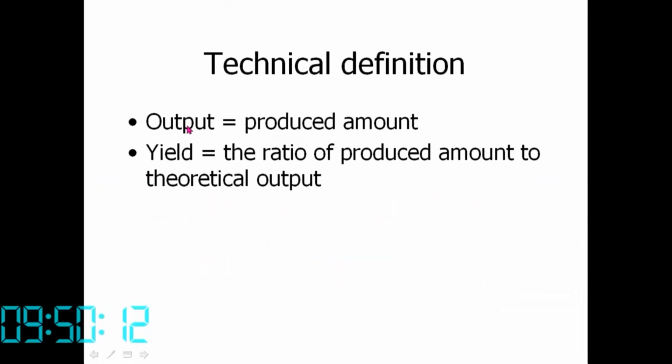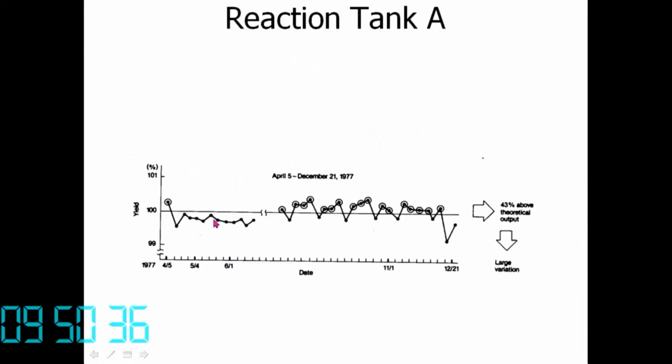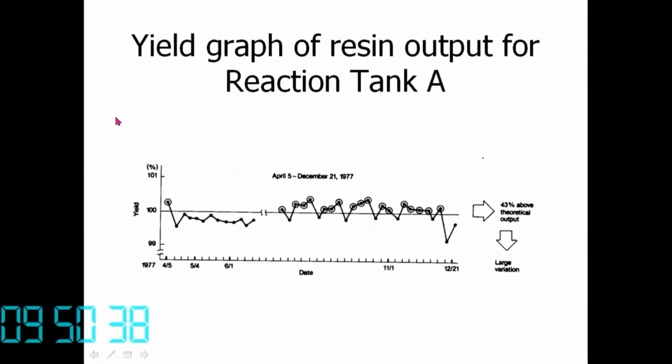So technical definition: output is the produced amount, how much toner is produced. And yield is the ratio of produced amount to theoretical output, how much you actually produce relative to the theoretical output. Based on stoichiometric calculations, chemical formula calculations, there is a certain output which is expected. So the yield ideally should be 100.